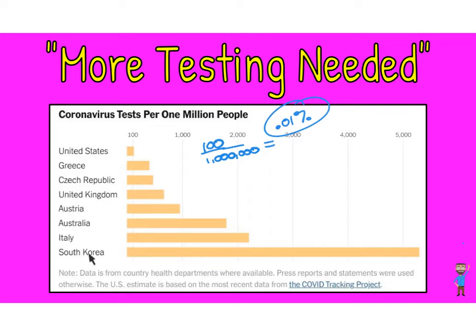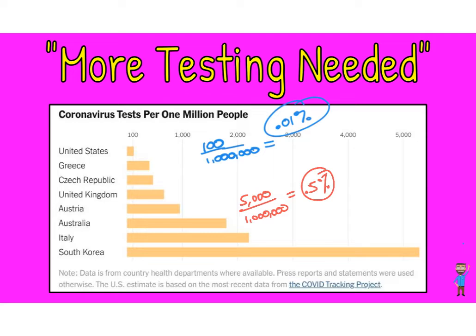And we can compare that to the testing in South Korea. We'll look at the top testing nation, South Korea. They're testing over 5,000 people per 1 million. Again, this is just talking of how many people are we testing for every 1 million people that there are, to make it easier to compare different nations with different populations. So if we're looking at South Korea, I would write a fraction 5,000 out of 1 million. And if I converted that to a percent, it would leave me with 0.5%.